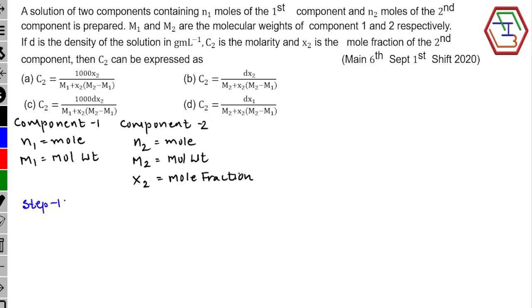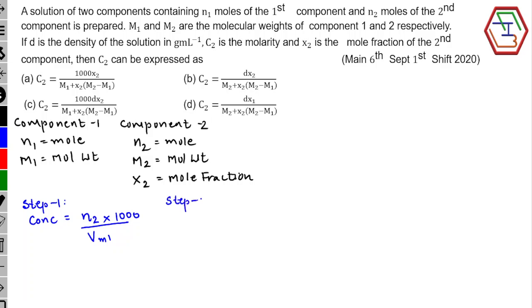Step number 1. First is concentration. Concentration is nothing but mole per liter. Mole per liter can I write down like this? N2 mole per liter. Volume in liter. But can I write down in ml? Volume in ml. So formula becomes N2 into 1000 upon volume in ml. This is my step number 1.